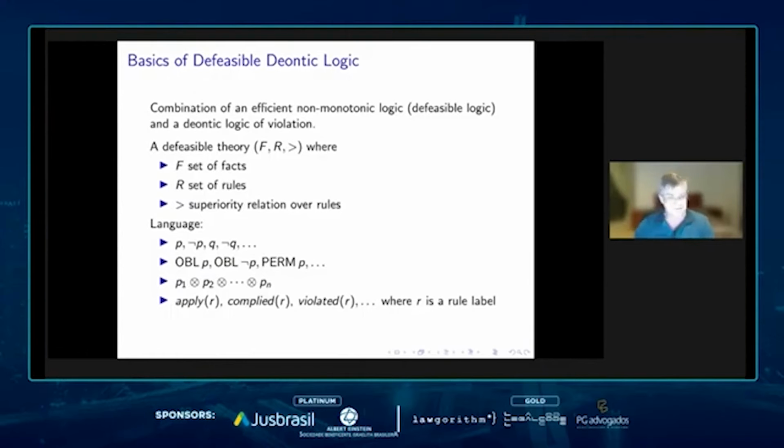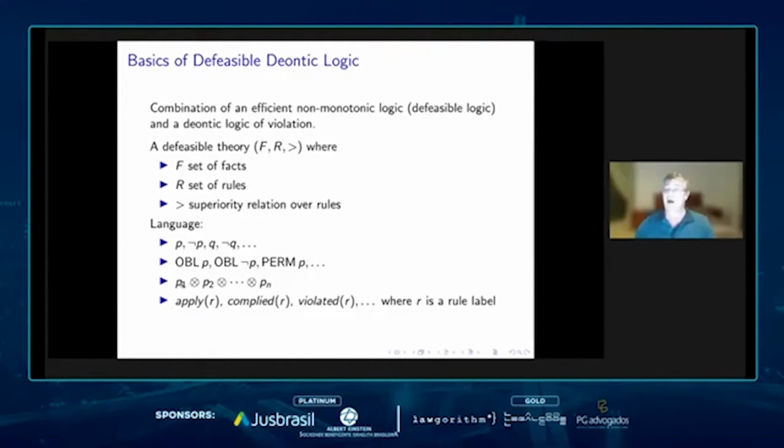It's just the language we use, so we have plain literals, or atoms in Alice's terminology in the previous presentation. Also, we have deontic operators, so we can say that something is obligatory, or the negation, which corresponds to prohibition, that something is permitted, and so on.